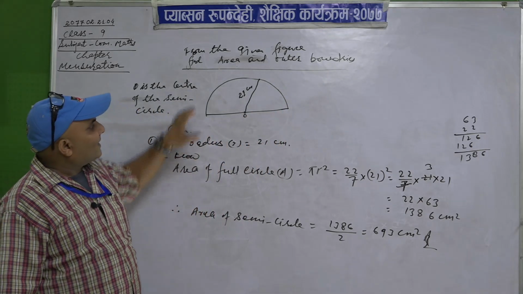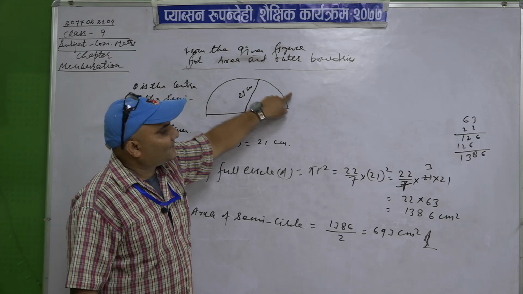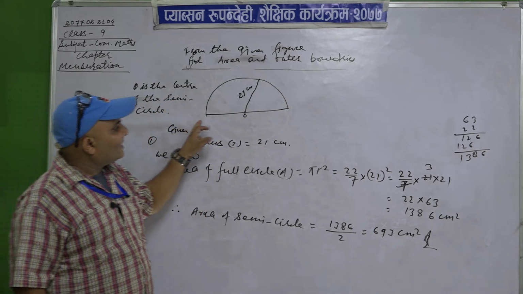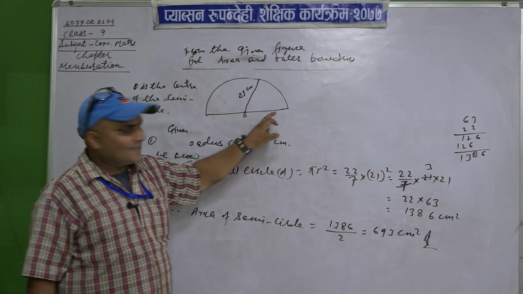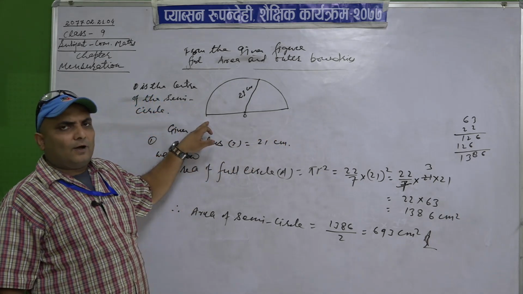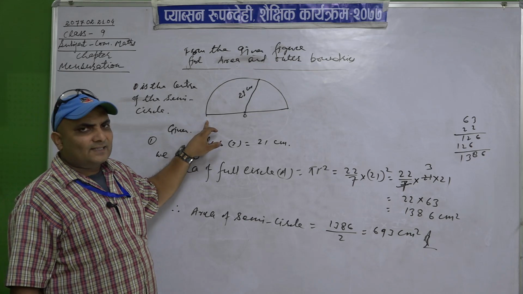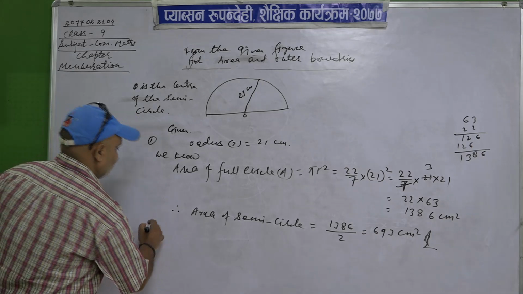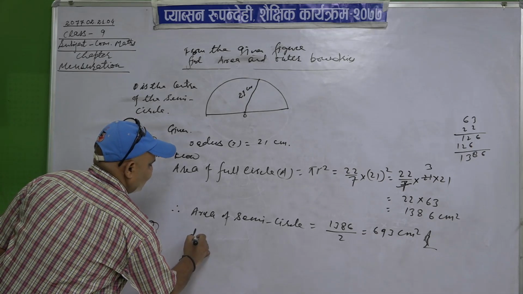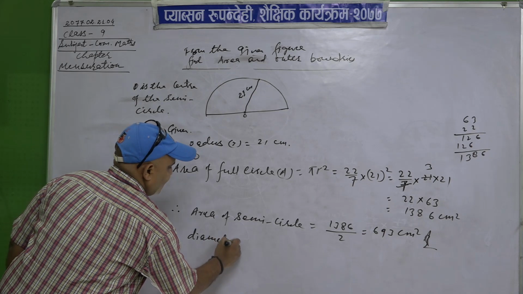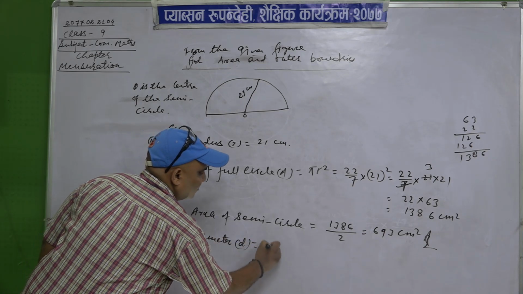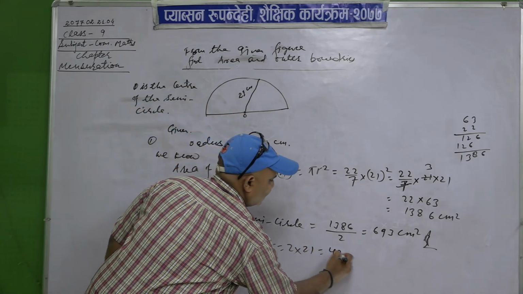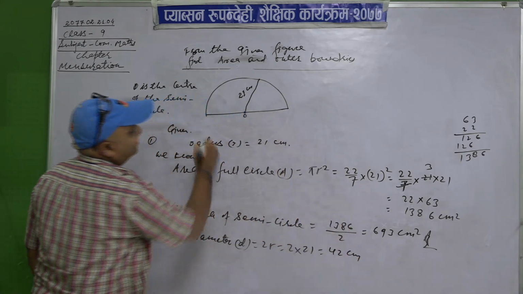So, we are going to find first the circumference of this circle, then divide by 2, it will be the circumference of the half circle, and then we find this. This one is called the diameter. And what is the length of the diameter? Yesterday we discussed that the diameter is double the length of the radius. So, first find the diameter, D. D is equal to 2R, 2 into R means 21, that is 42 centimeter. This part is 42 centimeter.